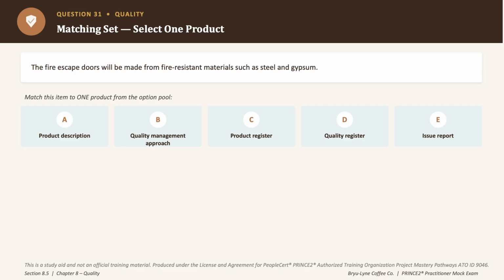And it's not the product register or the issue report as well, because neither of those captures composition details like this, because the product register only tracks status and acceptance dates, and the issue report deals with problems that have already arisen during the delivery, okay, none of which applies here. So the correct answer to this question is option A, which is product description. Moving on to the next question.